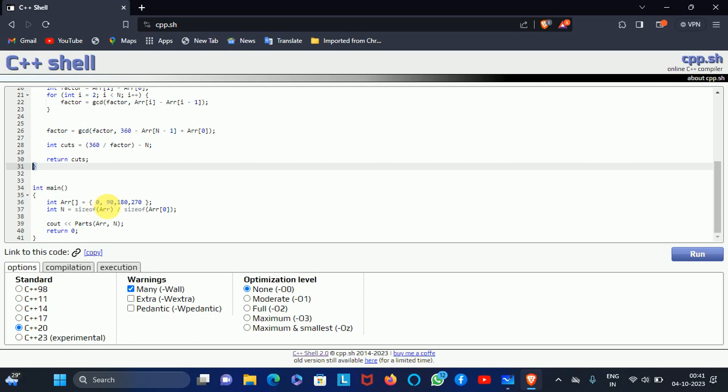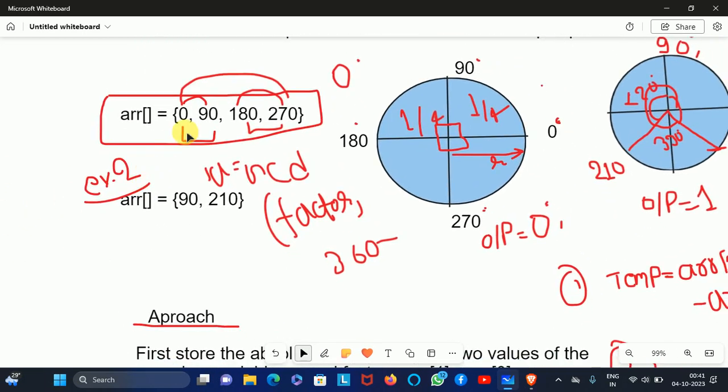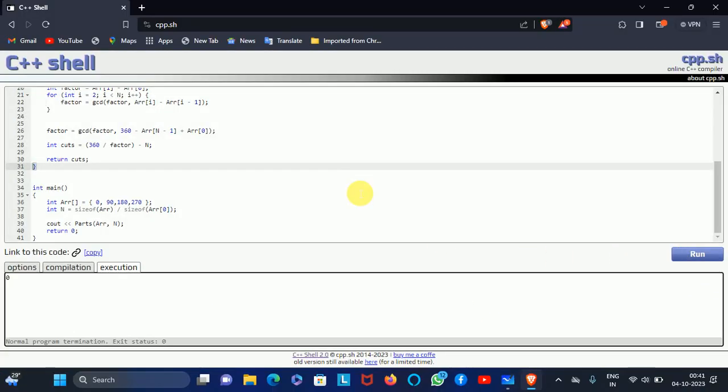Now I have taken the same example that I took here also: 0, 90, 130, 180 and 270. So let's run this code. You can see the value is 0.